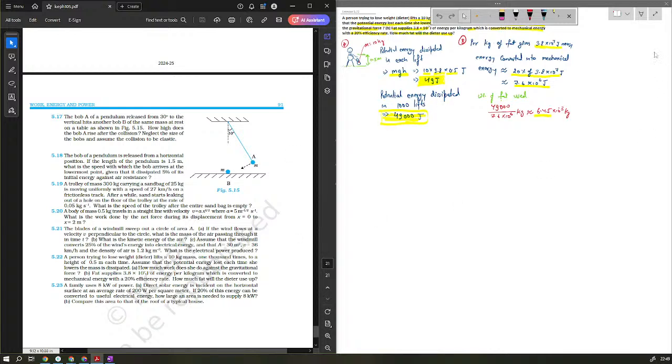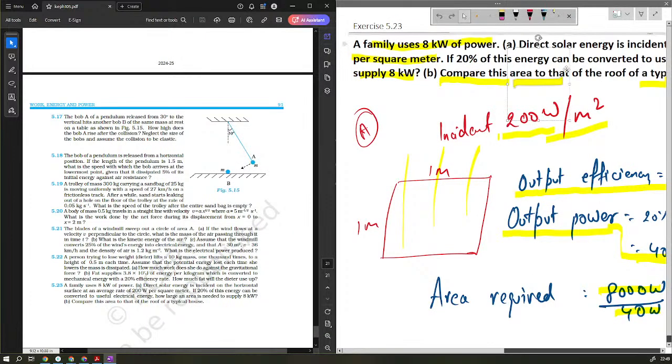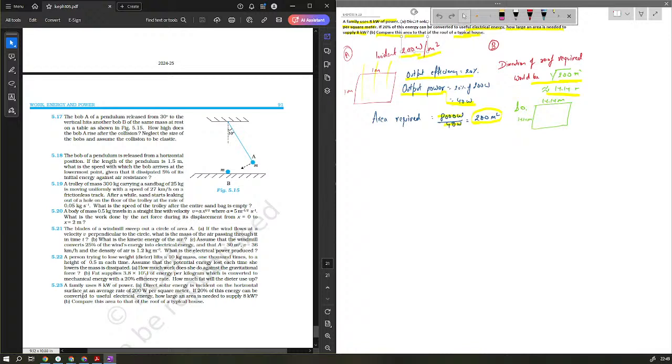Then in the 23rd question, we have a family that uses 8 kilowatts of power. Direct solar energy is incident on a horizontal surface at 200 watts per square meter. If 20% of this energy can be converted into useful electrical energy, how large an area is needed to supply 8 kilowatts? Compare this area to that of the roof of a typical house.